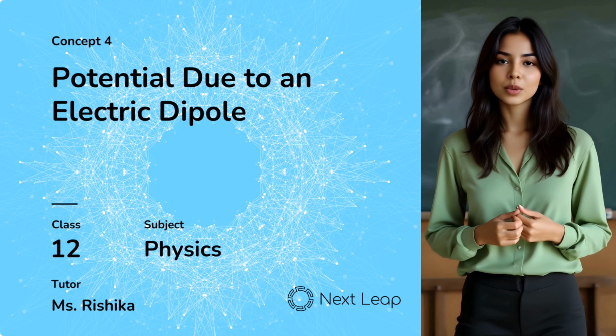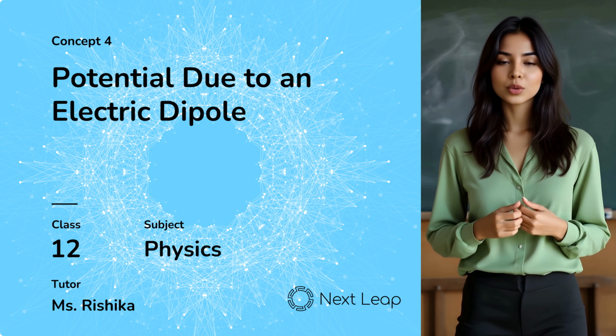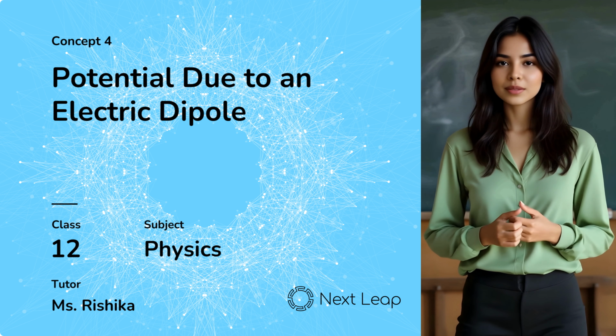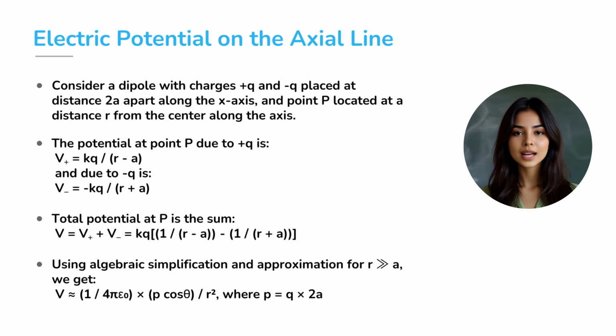In this session, we'll learn how to calculate the potential due to a dipole at different positions and uncover some of its unique behaviors. Let's first analyze the axial line, the line that passes through both charges of the dipole. Imagine placing the positive charge plus Q at a distance a from the center and the negative charge minus Q at the same distance a on the opposite side along the x-axis. Now, suppose there's a point P located at a distance r from the dipole's center along the same axis.